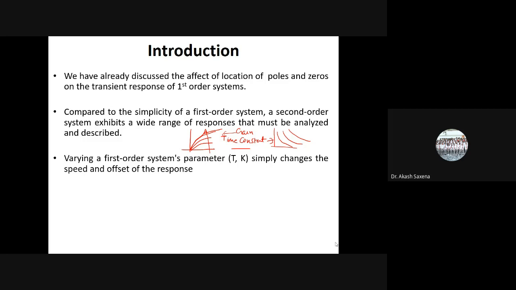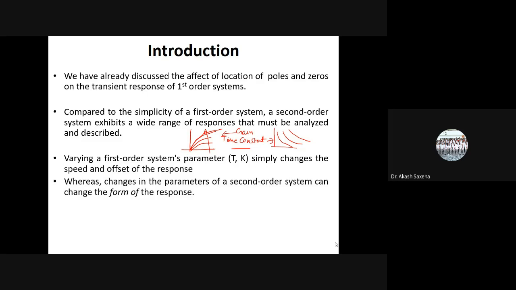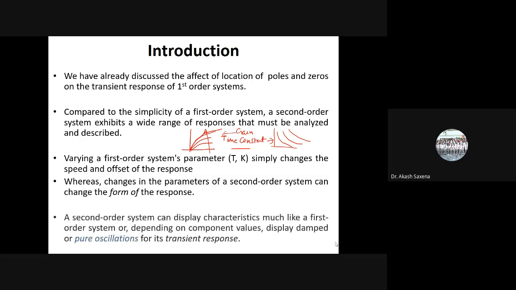Varying the first order system parameters T and K simply changes the speed and offset of the response, whereas a change in the parameters of a second order system can change the form of the response also. It may be possible that for some value of the constant the system is underdamped, overdamped, or critically damped. That we will discuss in this lecture. A second order system displays diverse characteristics; depending on the component values, it can display damped or pure oscillation. So for its transient response analysis, it is quite critical.